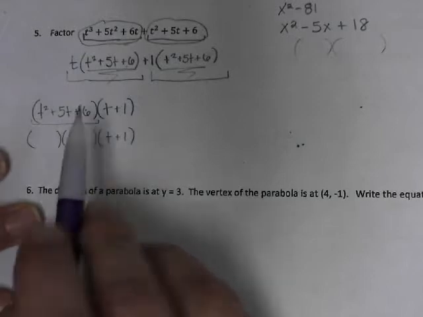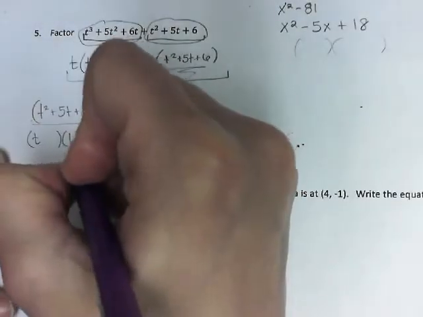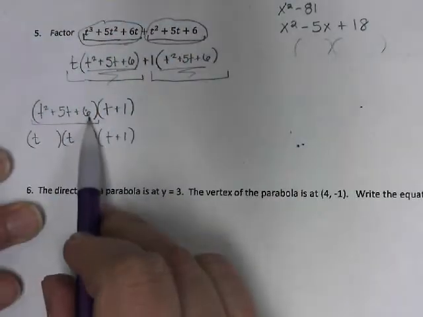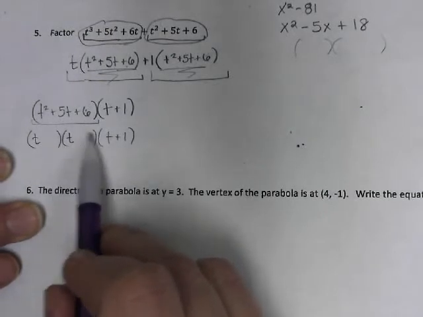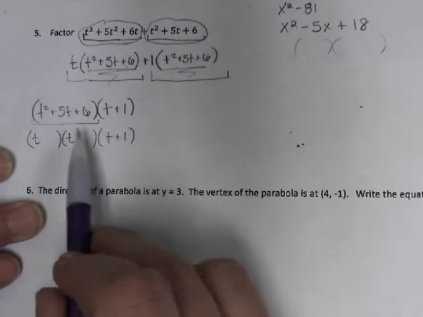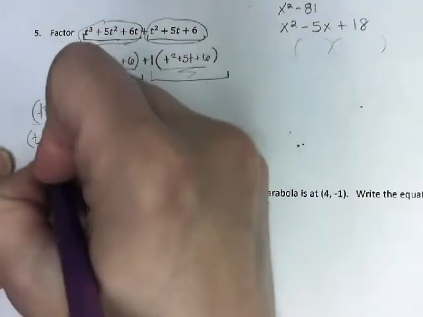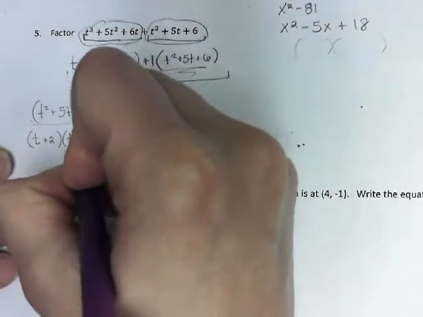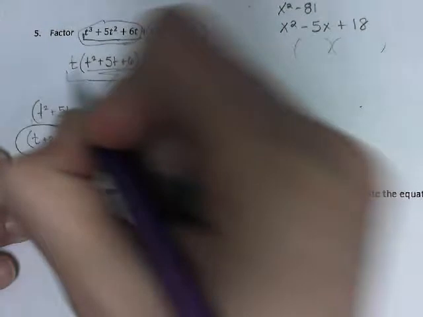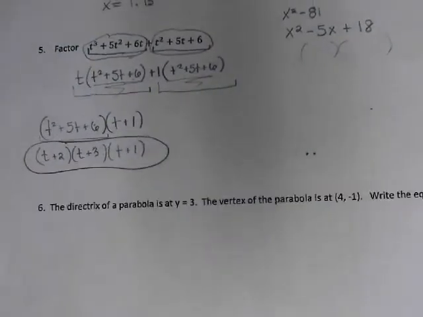I need to multiply to be positive 6, so t and t, and positive 6, so it could be 1 and 6, could be 2 and 3. And I need it to make 5, so 2 and 3 looks good. And now that is completely factored.